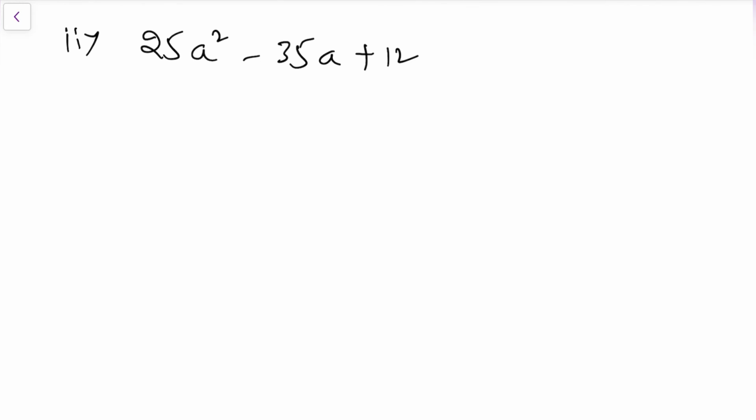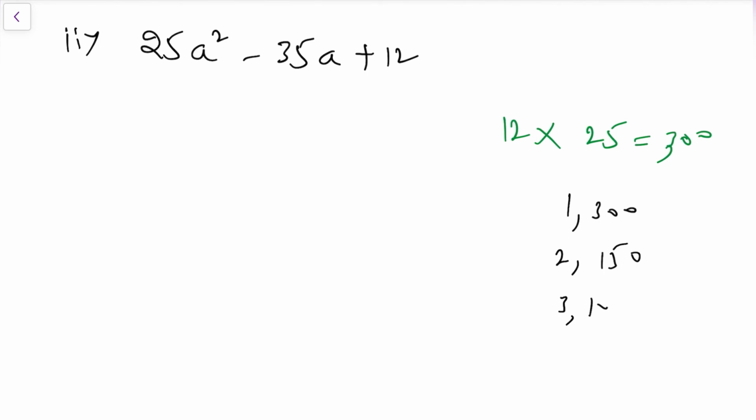So multiply the constant and the a square coefficient. Here constant is 12 into a square coefficient is 25. So 12 times 25. 12 into 25 is nothing but 300. So now 300 will come in which tables? We need to write all those. In one table anyway it is 1 300s. In 2 table also, 2 150s. In 3 table also, 3 100s.